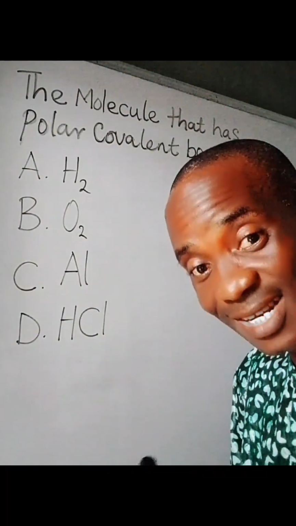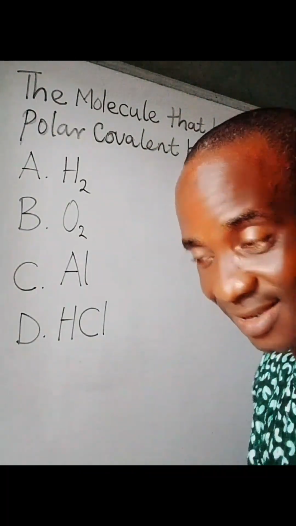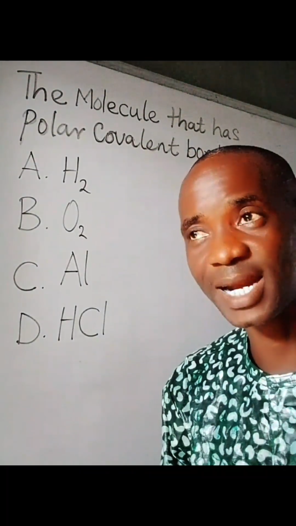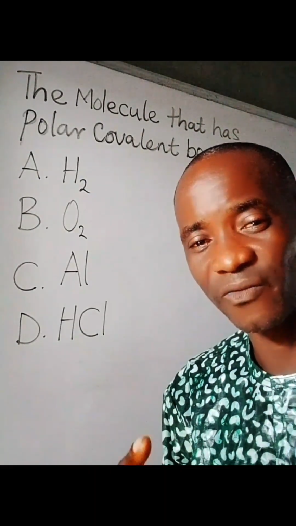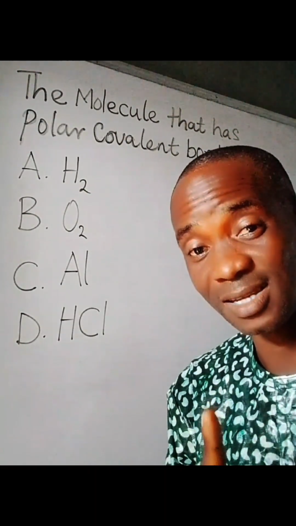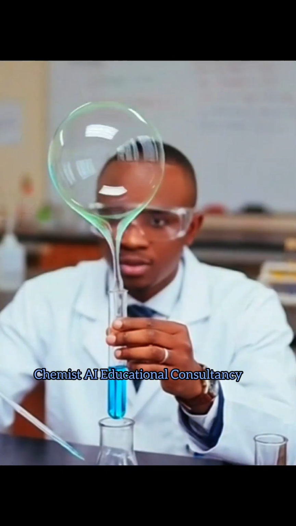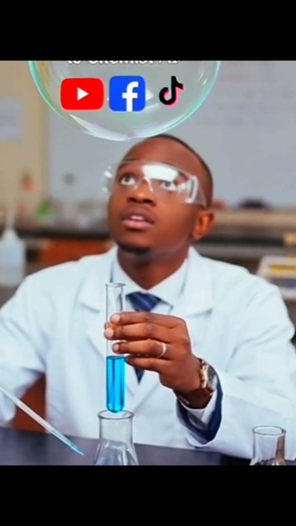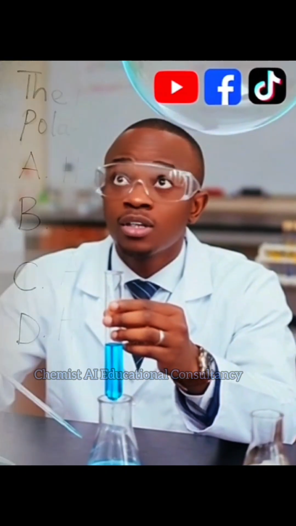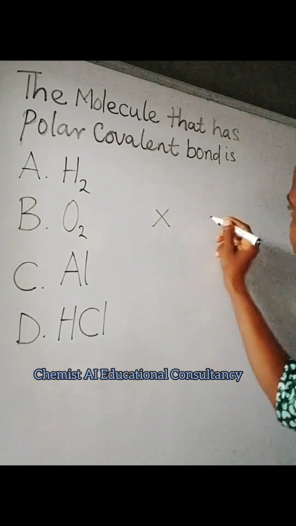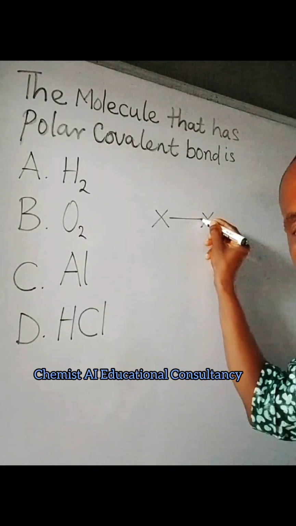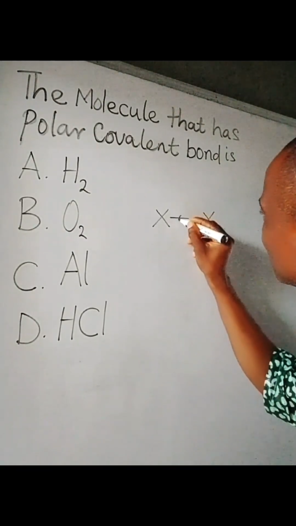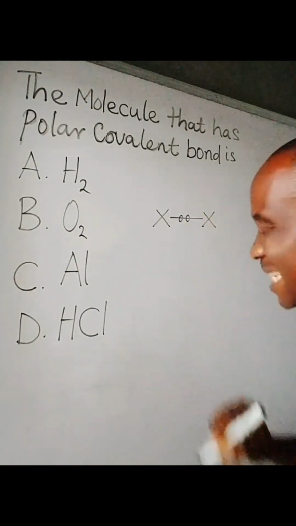The molecule that has polar covalent bond. A covalent bond is formed between at least two atoms that contribute equal number of valence electrons. That is the meaning of covalent bond. This is an atom and this is another atom, and they form a covalent bond between them by virtue of contributing one electron each.